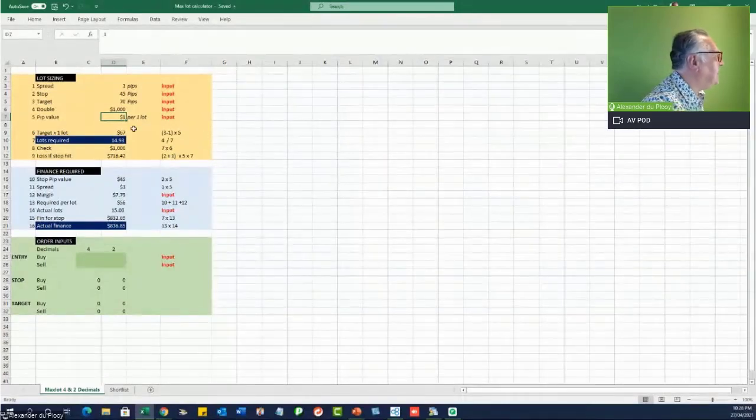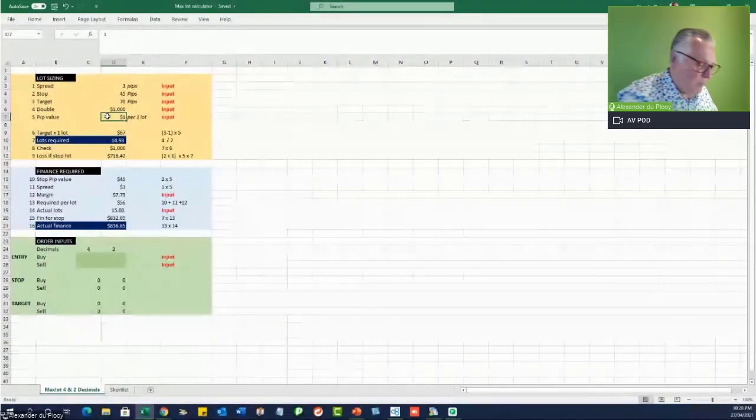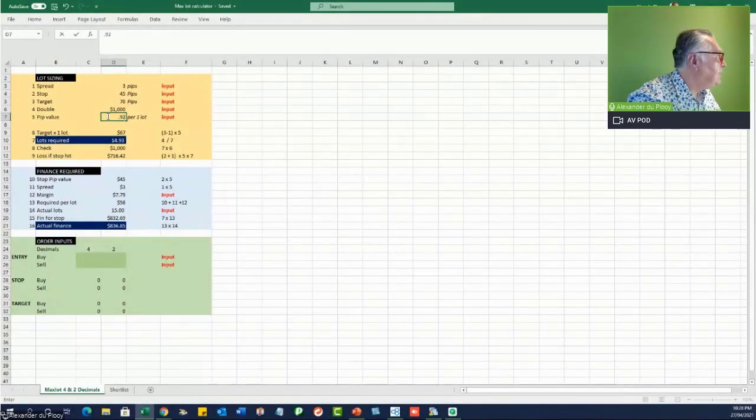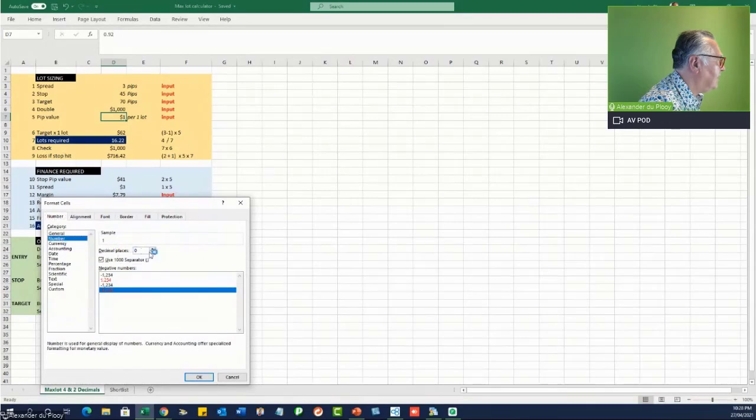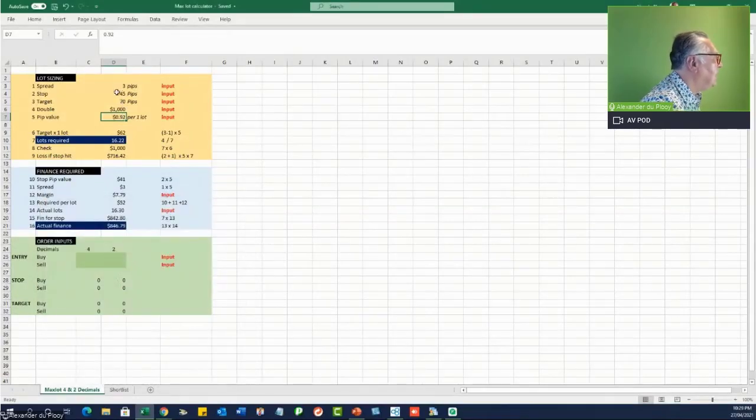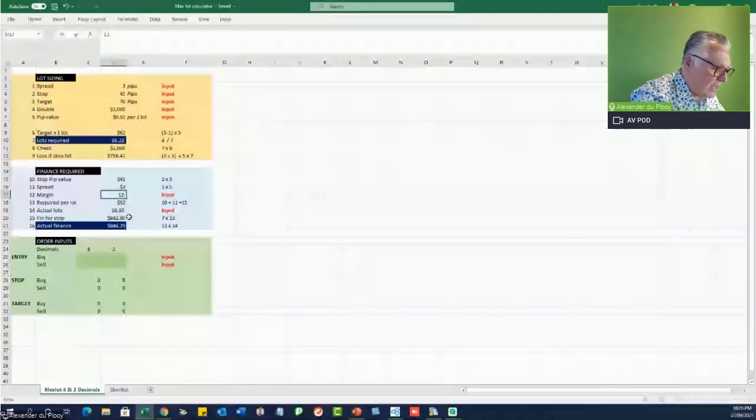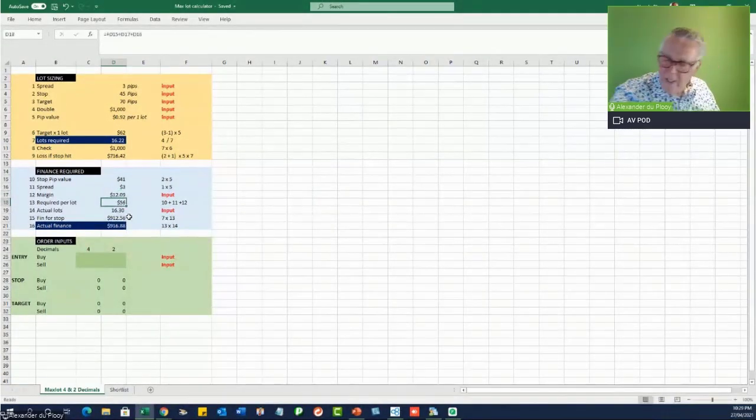All right, so let's see. The pip value we said was 0.92. Let's just format that properly, making sure it's a number and a currency. All right, so that's it. Let's see what other inputs we need. We need the margin, which is going to be 12.09, and I think that's all that we needed.